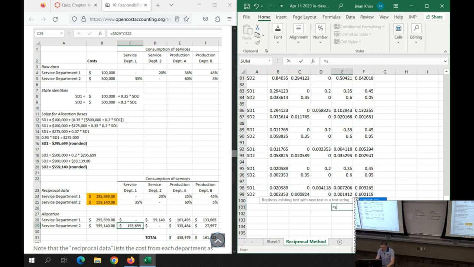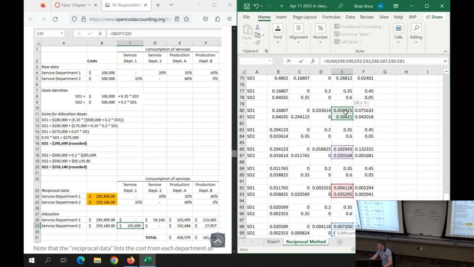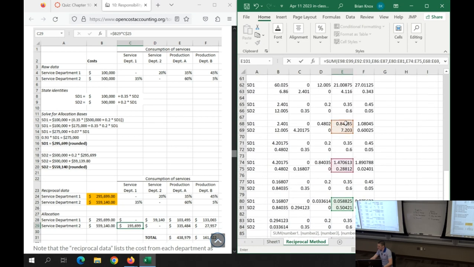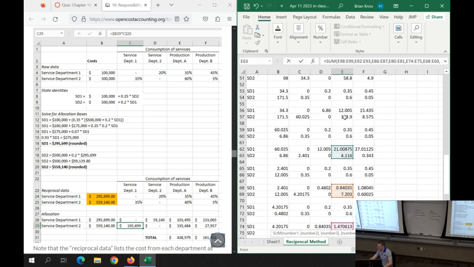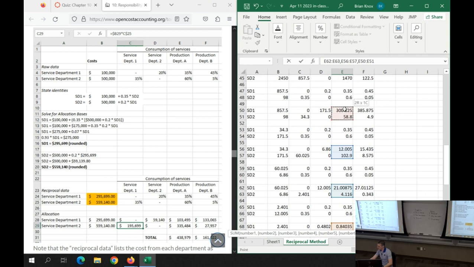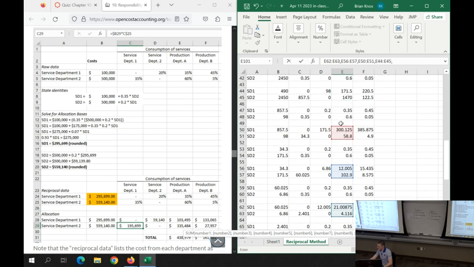And now, the sum of the allocations to our production departments once I get it all done.